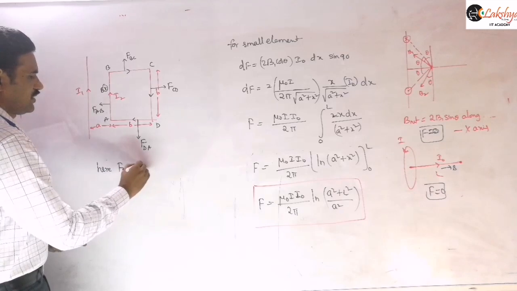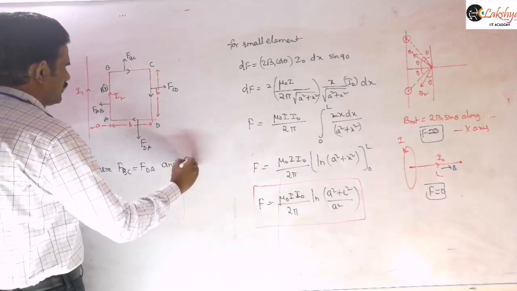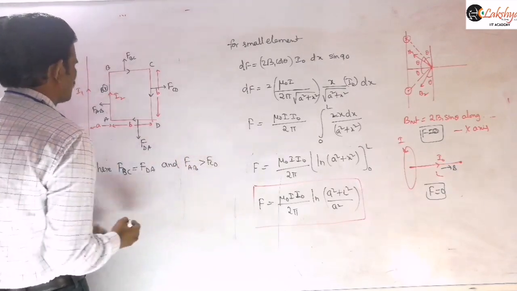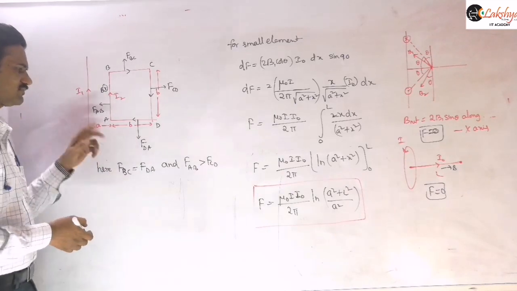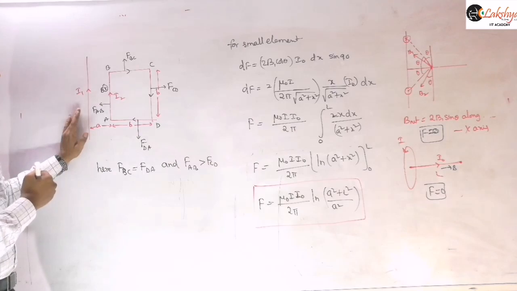FBC is equal to FDA, and FAB is greater than FCD. That means you may mention this question. I think I didn't mention the data here, so just note the data.